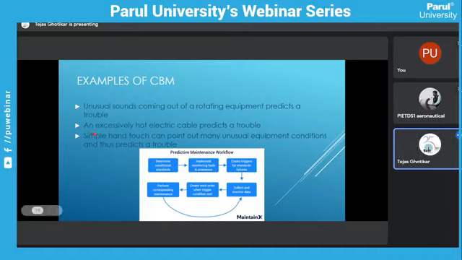An excessively hot electric cable predicts a trouble, or a simple hand touch can point out many unusual equipment conditions and thus predict a trouble. So there are different ways of predicting the working condition. But if it is internal parts, we cannot see or touch them. If it's a very high temperature, you cannot predict it just by touch. So in that case we need to install sensors.